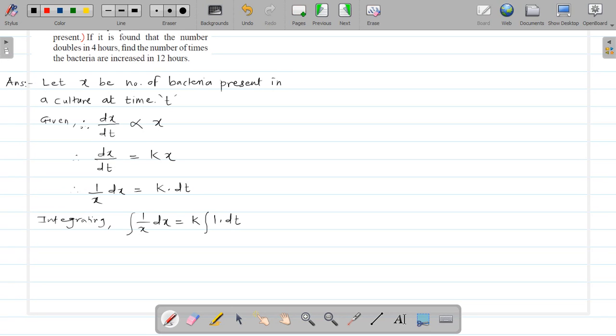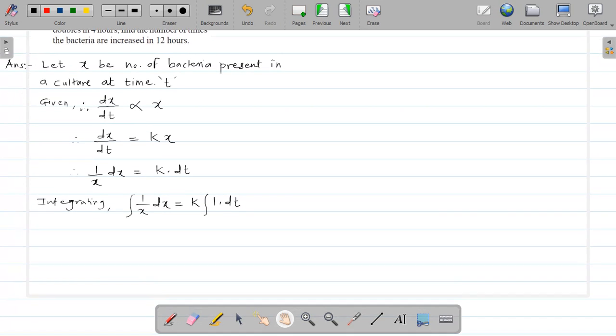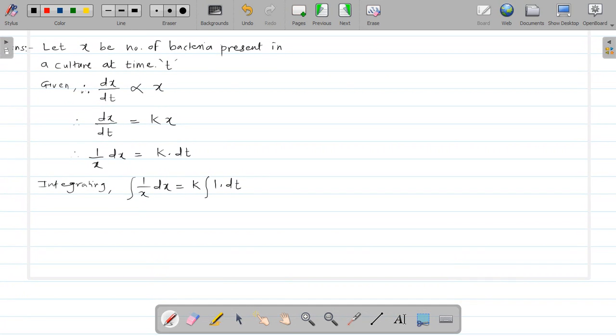So always you remember that by the given condition you have to consider dx by dt is directly proportional to x, then choose the proportionality constant, then use the variable separable method, and then you will get the solution of this differential equation. So what will you get after this step?